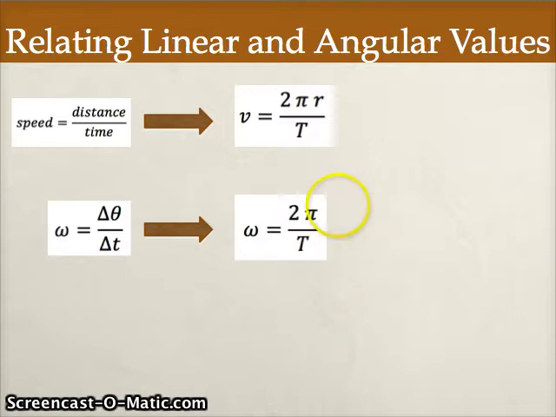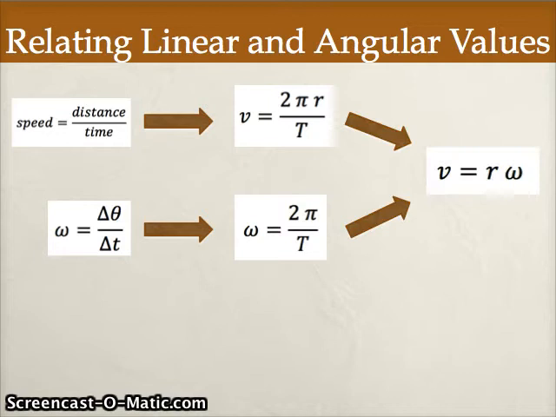But we can notice how this expression is actually part of this formula. So we can replace that with omega, and we come up with a very useful statement that the linear speed depends on r times omega: v equals r omega. Make sure you have written down any of these important equations from the slides.